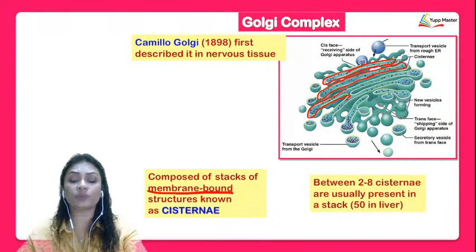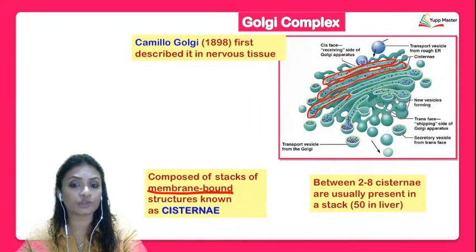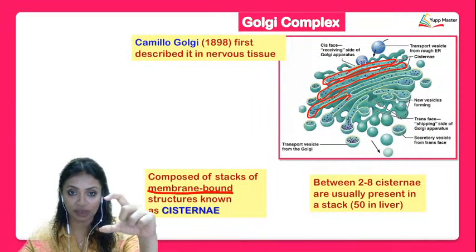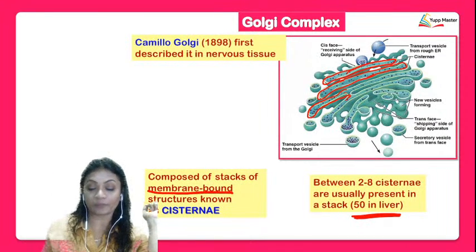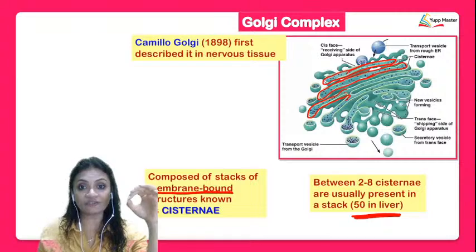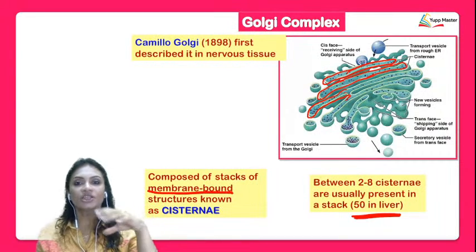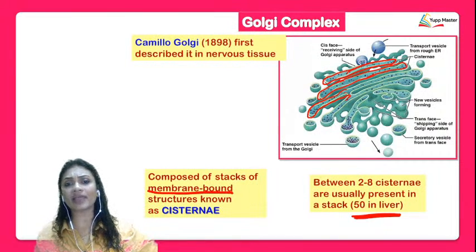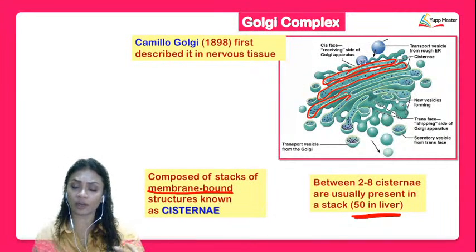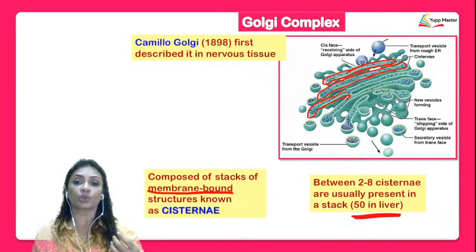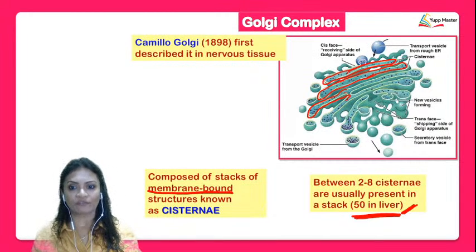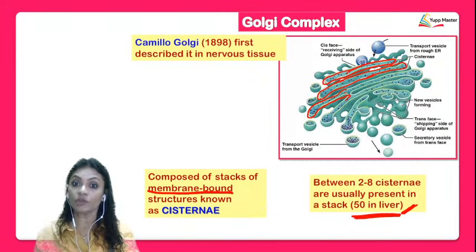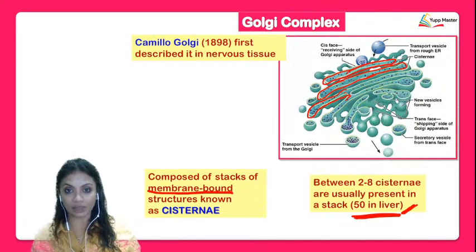Now, between 2 to 8 cisternae are usually present in one stack of the Golgi complex. But look at the count in the liver. Remember, in the liver, the main function is detoxification. So, naturally, all of this will be helping in that. In the liver, look at how the count greatly increases from 2 to 8 in a normal cell all the way up to 50.